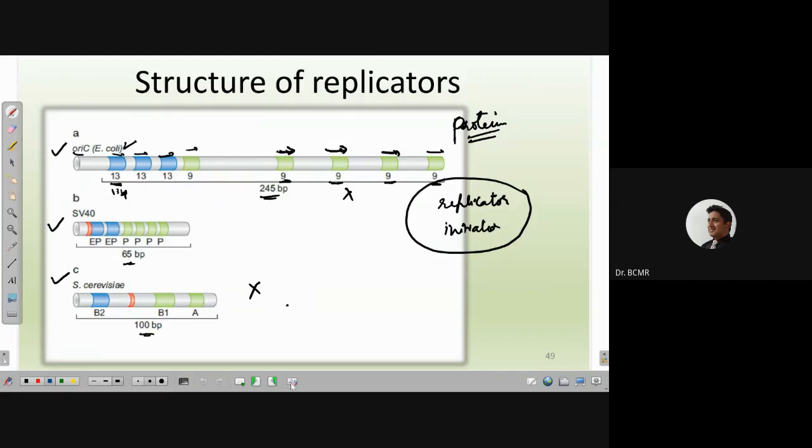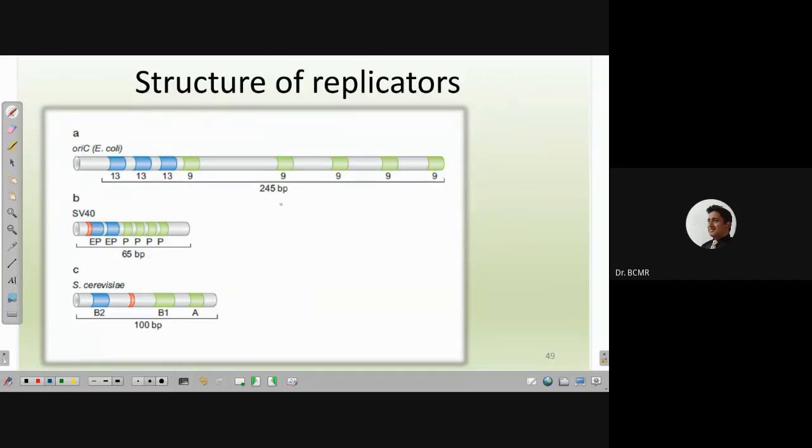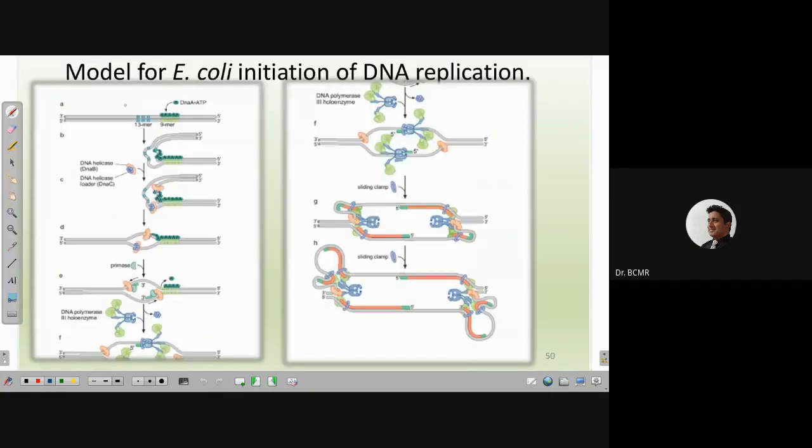So this is about the replicators. There are 9-mer sequences, several in this way, and then there are 13-mers, that is in E. coli. You call it OriC for origin of replication. There are three proteins involved in initiation of replication in E. coli, that is Escherichia coli: DnaA, DnaB, and DnaC. DnaA is the initiator, whereas DnaB is the helicase and DnaC is the helicase loader.